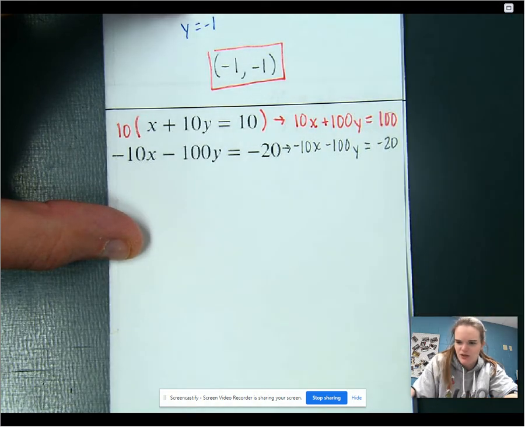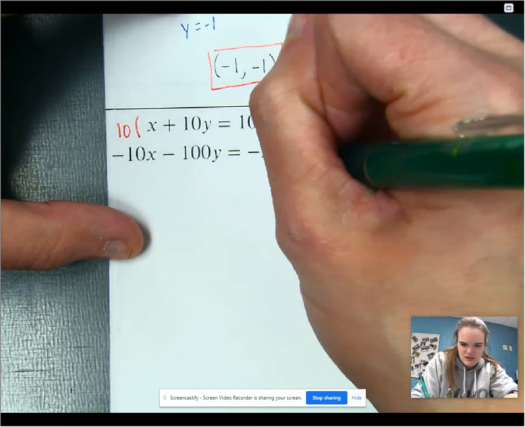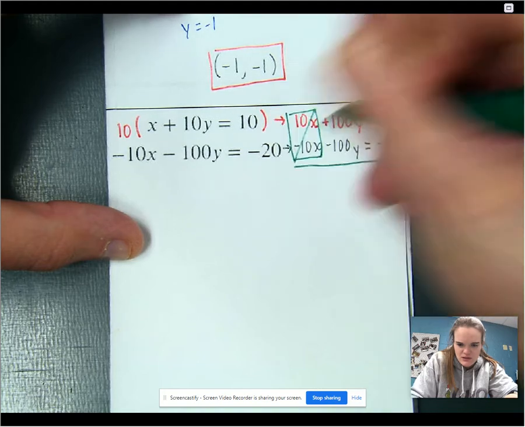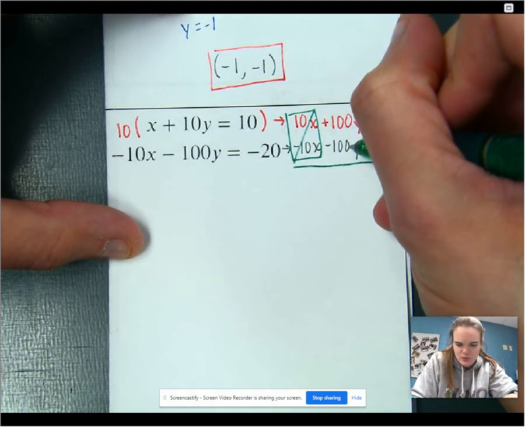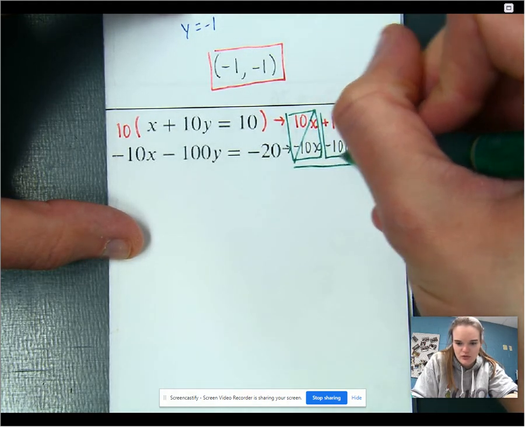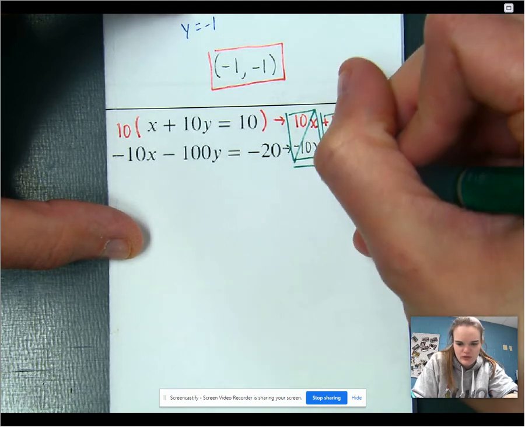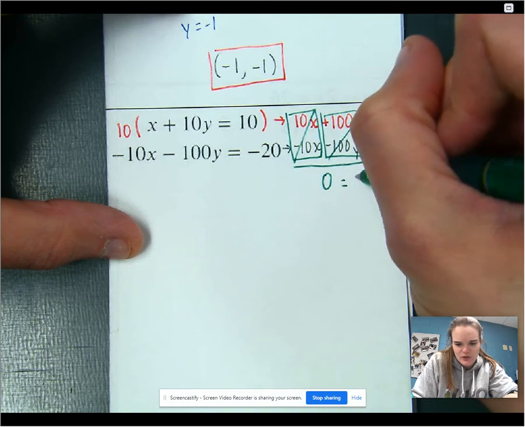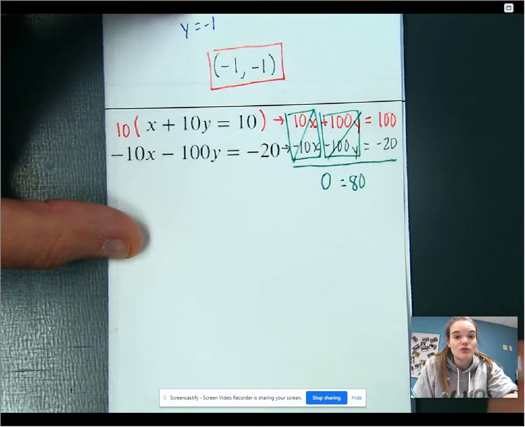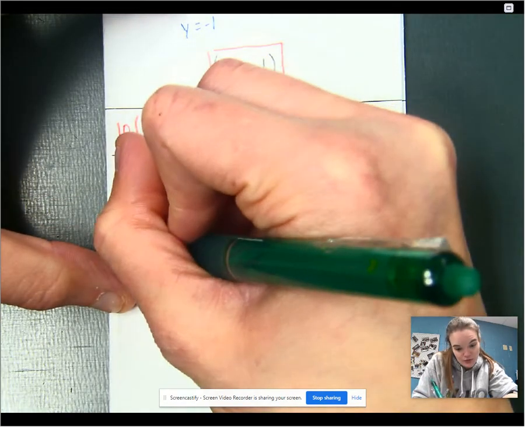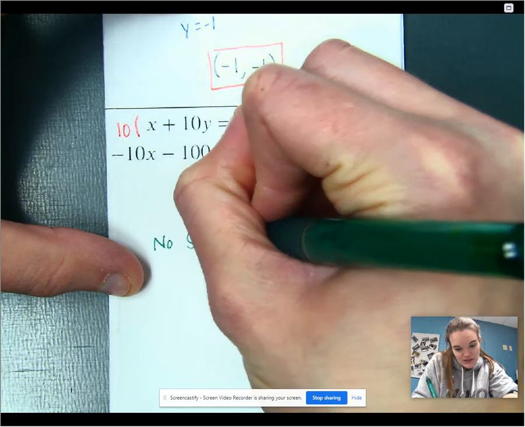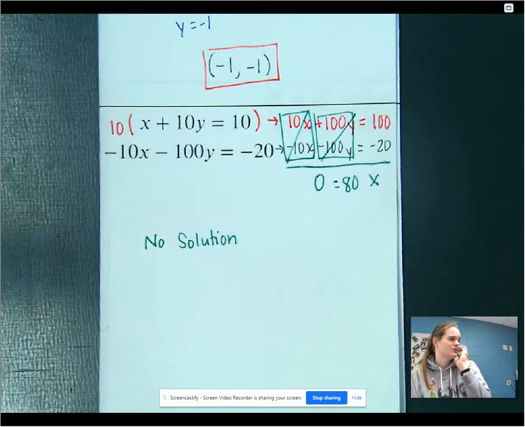And then we're going to add straight down. These are the ones we said are going to cross out. Okay, so we have 100y minus 100y. Ooh, those cross out too. So you're left with 0. There's nothing on this side. Equals 100 minus 20 is 80. Does 100 really equal 80? No. So the answer is no solution, and I don't have to plug anything back in. Remember, if it did equal, it would have been infinite solutions.